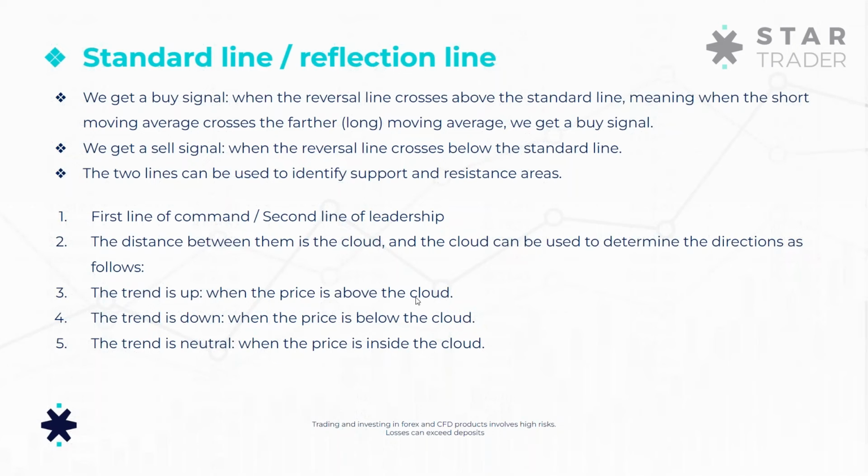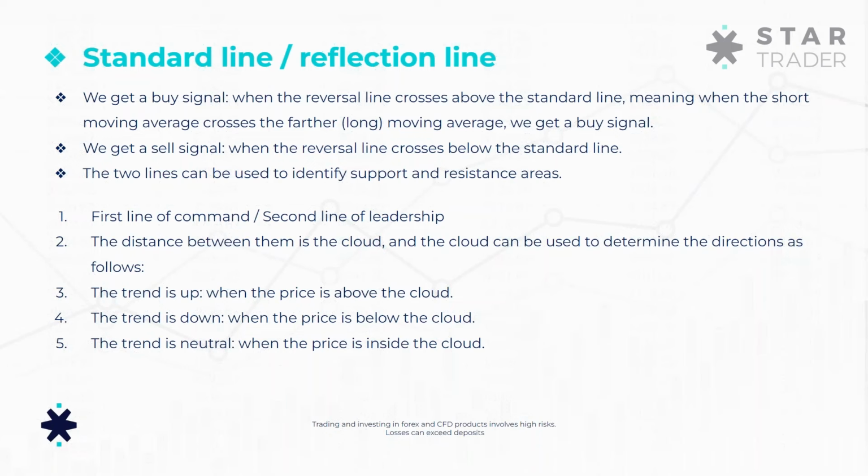The trend is up when the price is above the cloud. It means if we see the candles above the cloud, the trend is up and the momentum is bullish. And if the candles are below the cloud, then the trend, the momentum of the market, is down. The trend is neutral when the price is moving inside the cloud. It means the market trend is neutral, and there is no need to enter the market.